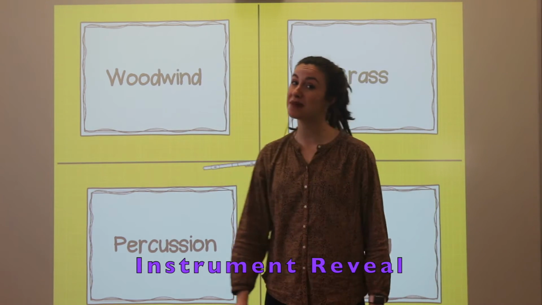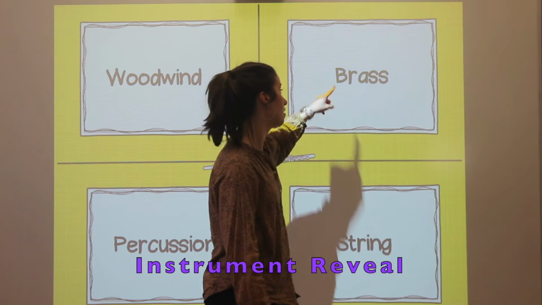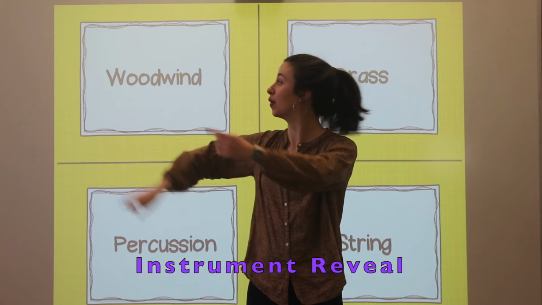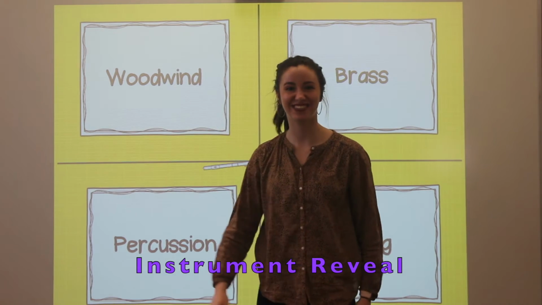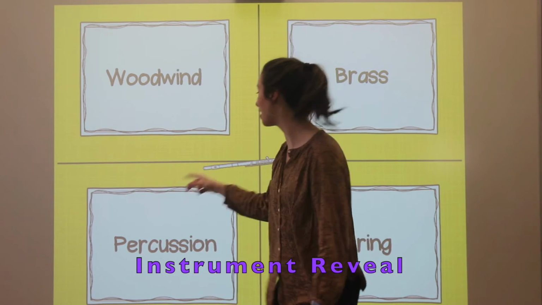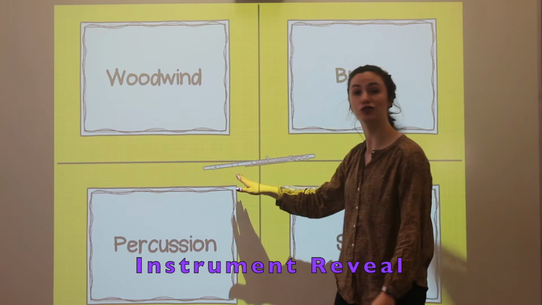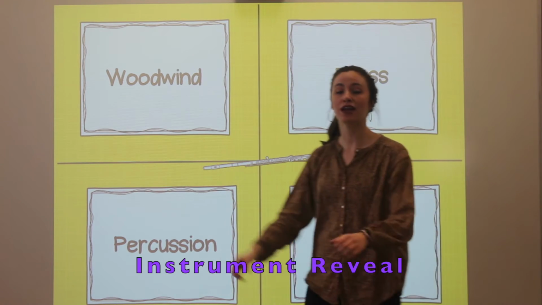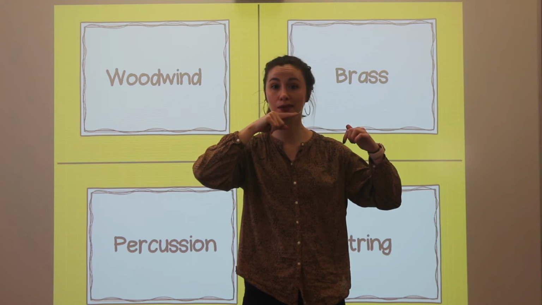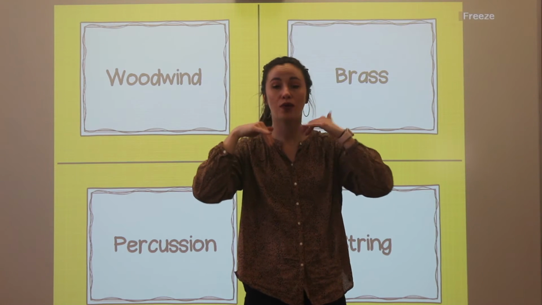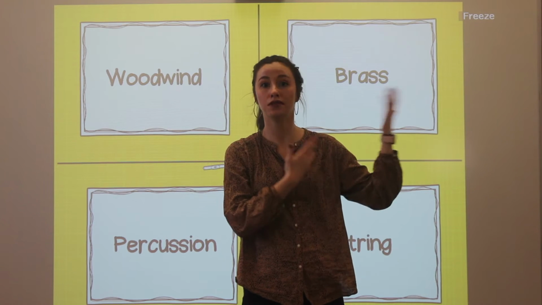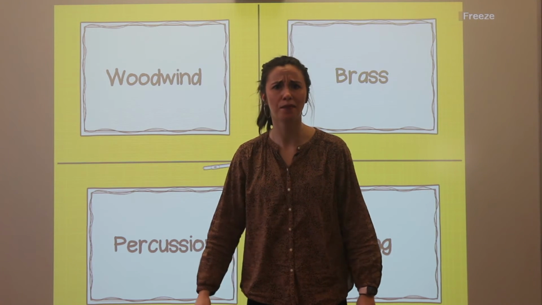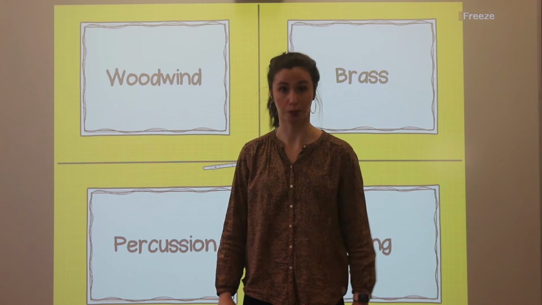It is made out of metal, but it's not in the brass family. It's really in the woodwind family. That's right. It has a head joint with a mouthpiece, several buttons, and players hold it up to their lips and they blow wind through it to produce sound. Give yourself a point. You did a great job. Let's see if we have another instrument.